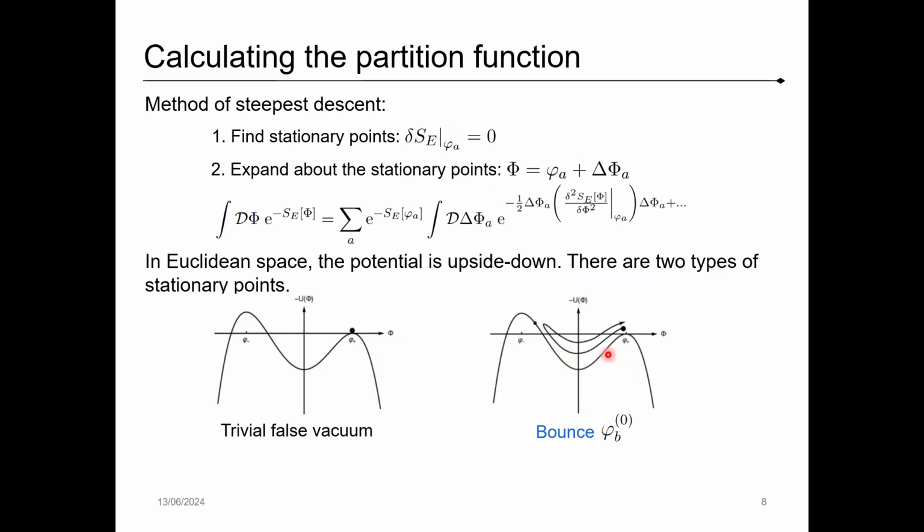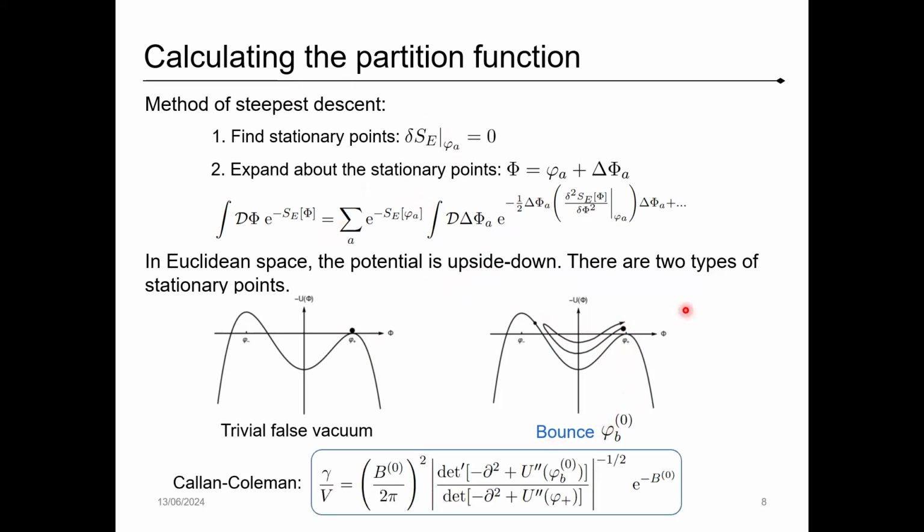The second type of stationary point is the so-called bounce. The field can start at minus infinity time and roll, and then at some point, let's say we take the imaginary time tau to be 0, it rolls back. So this is the relevant solution that can describe the decay.